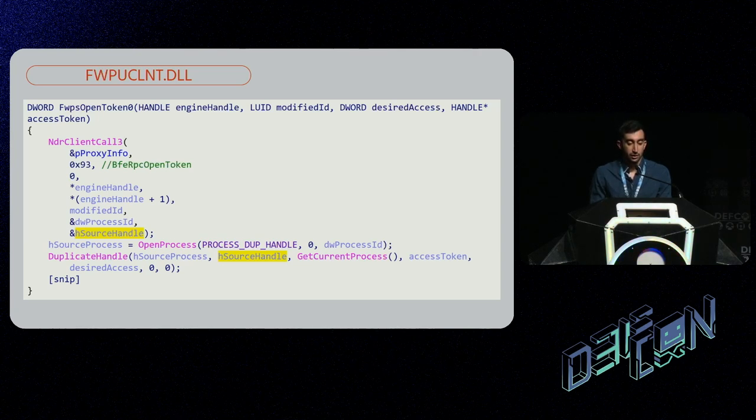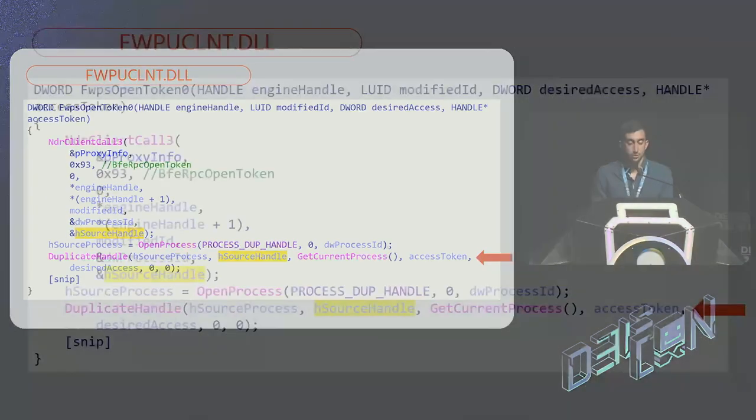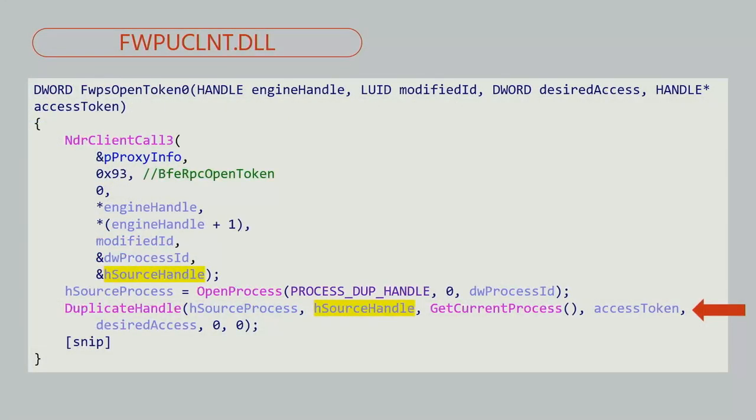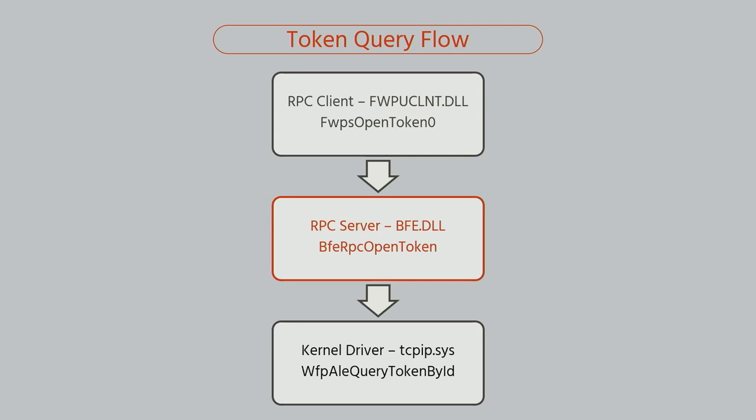This is the function in the RPC client, and it calls NdrClientCall, which is the first step in an RPC call. Based on the index that is specified here, we can tell that the method that will be invoked in the server is BfeRpcOpenToken. This method receives the modified ID and sends back a process ID and a source handle. The source handle is then duplicated from another process into the current process and stored in the access token variable. So the modified ID is still unclear.